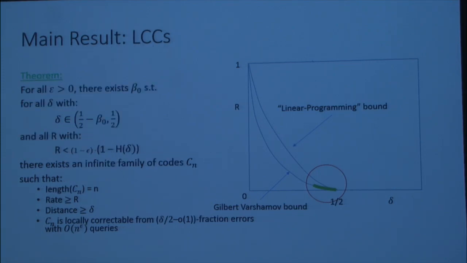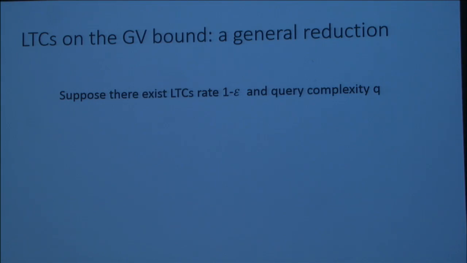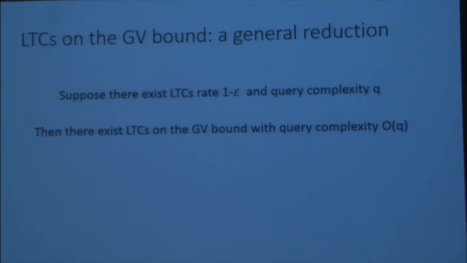And so this is saying the same thing. So let me tell you about the LTC result, because that is really clean. Here's a general thing we can prove. Suppose you have high rate LTCs with query complexity Q. What we showed in the earlier work was high rate LTCs with query complexity quasi polylog n. But in general, if you have high rate LTCs with query complexity Q, we can construct LTCs on the GV bound with query complexity O of Q.